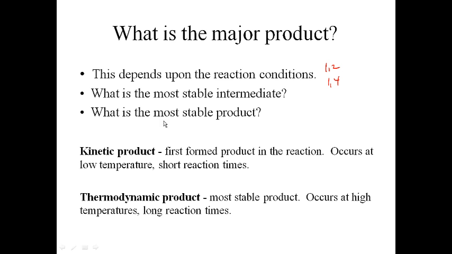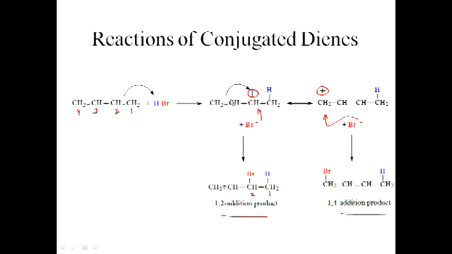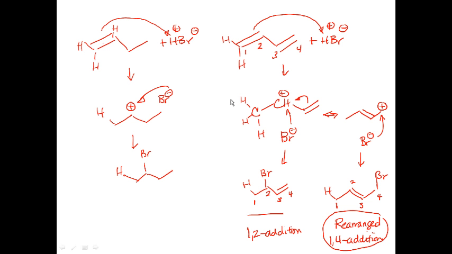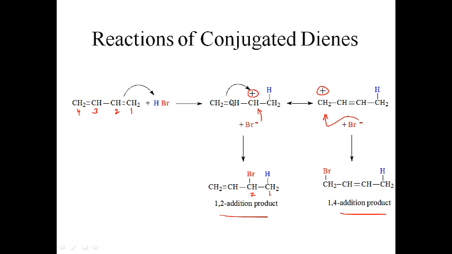But there's some terminology we need to talk about and some questions we need to ask in this process. Number one, what's the most stable intermediate? What's the most stable product of the reaction? So let's go back to this reaction here, which is the one that I did by hand way back there. Let me ask you a question. Of the 1,2 and the 1,4, which one is the more stable product?